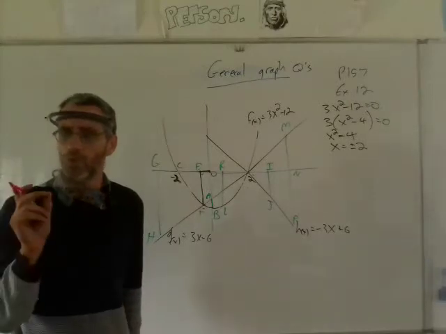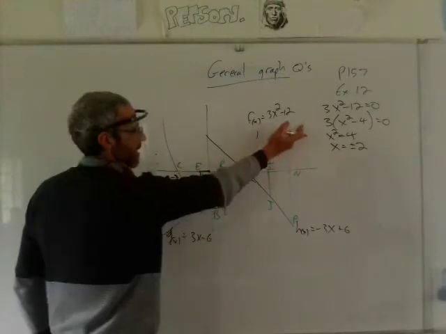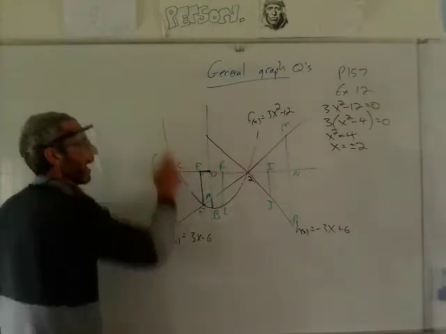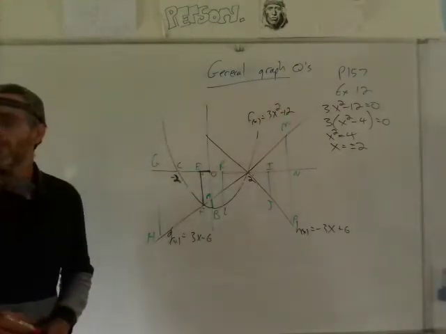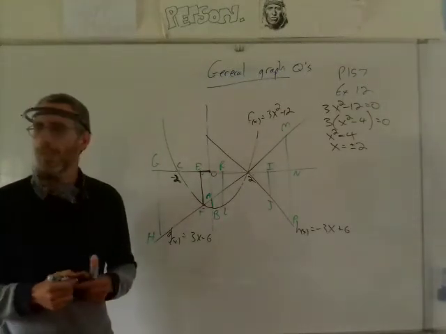We use that word: it's the intersection of two graphs, 3x minus 6 and 3x squared minus 12. So how do I find the x and y value? What do I need to do? Done that a few times.